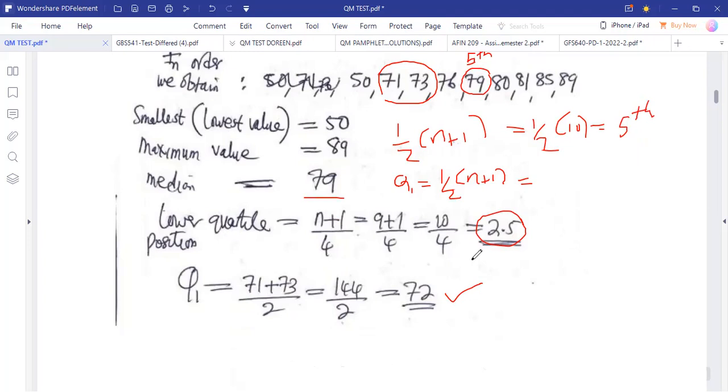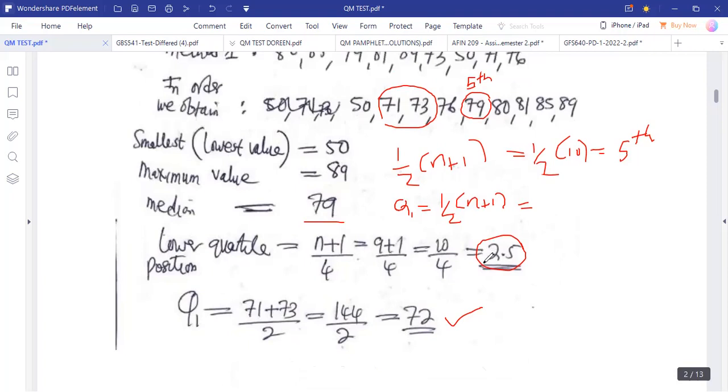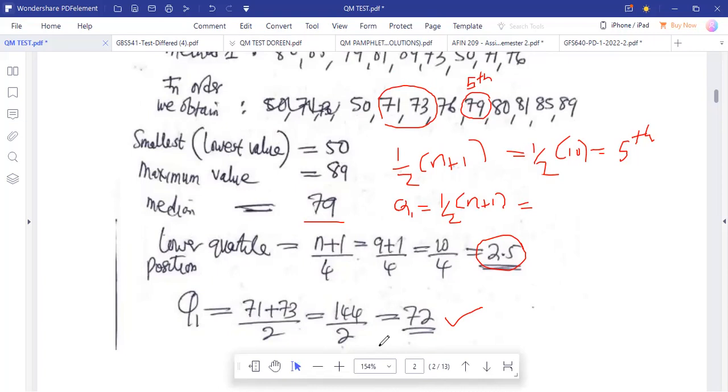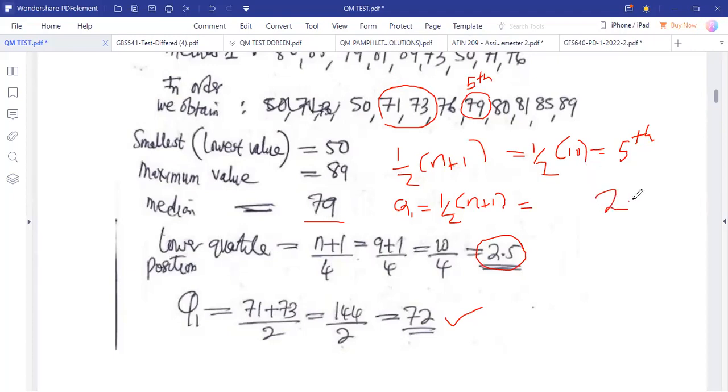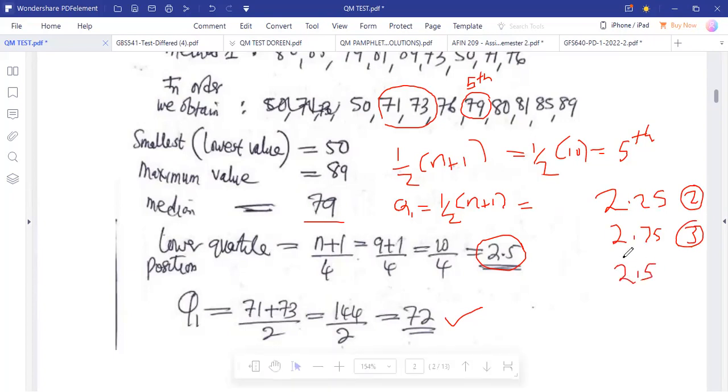So how do we find the lower quartile again? Just come again. You said we found 2.5. So rounding off the 2.5, we get 3. And if you find 2.25, round off to get a 2. If you get 2.75, you round off to get a 3. If you get a 2.5, you don't round off. You get the second number and the number that follows, which is the third number, and you get the average.